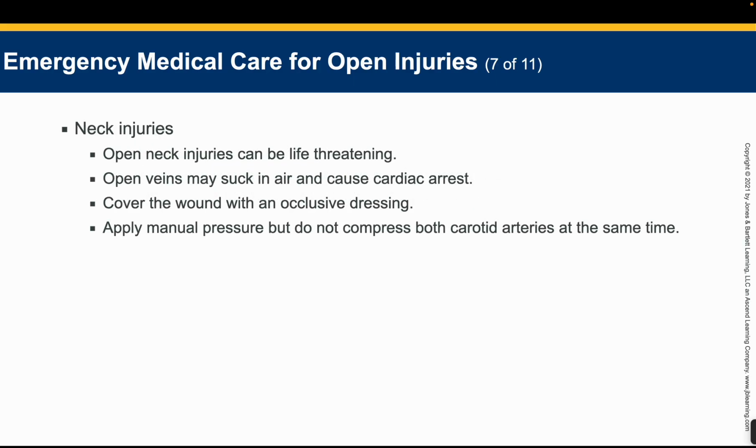Neck injuries are high risk and need to be taken seriously. These injuries can be life-threatening, not just because of the bleeding, but also because of the structures involved: airway, blood vessels, and nerves. One major concern is that open veins in the neck actually can draw in air, which can lead to cardiac arrest situations.